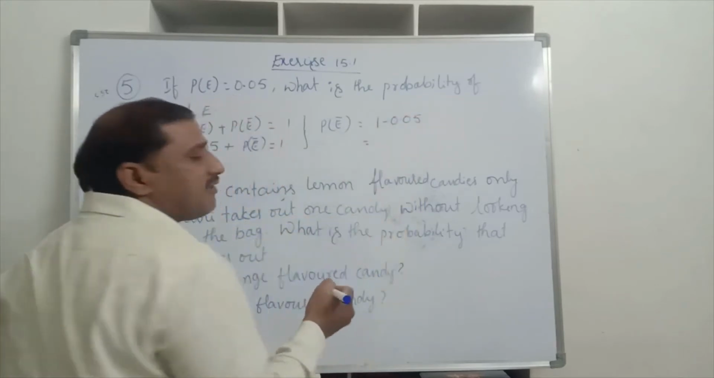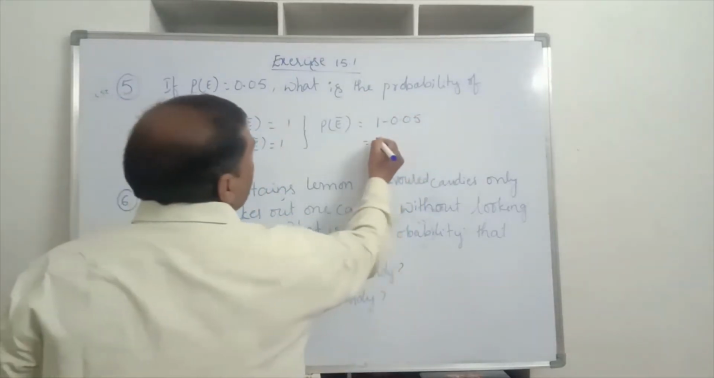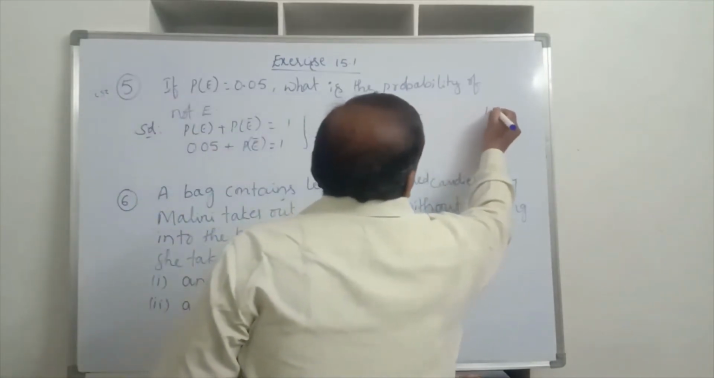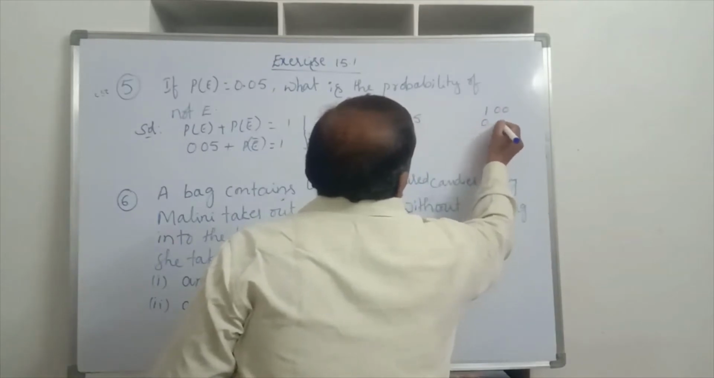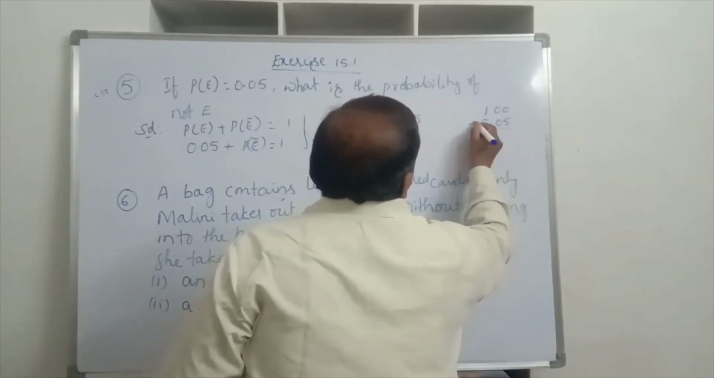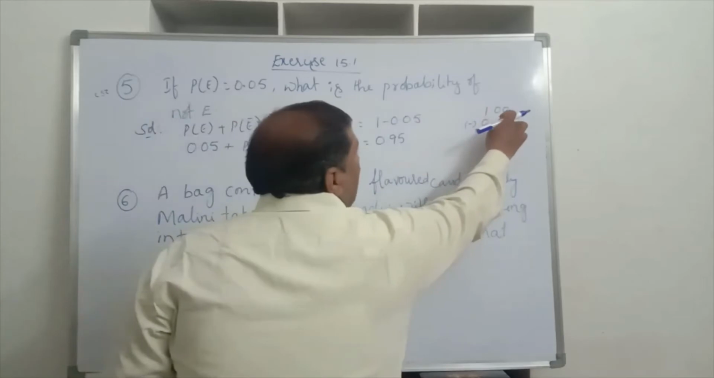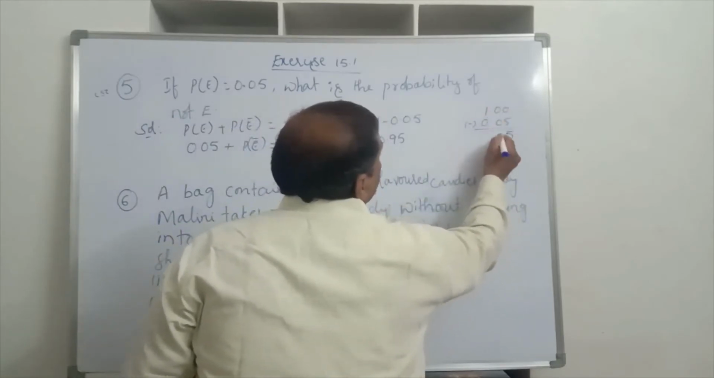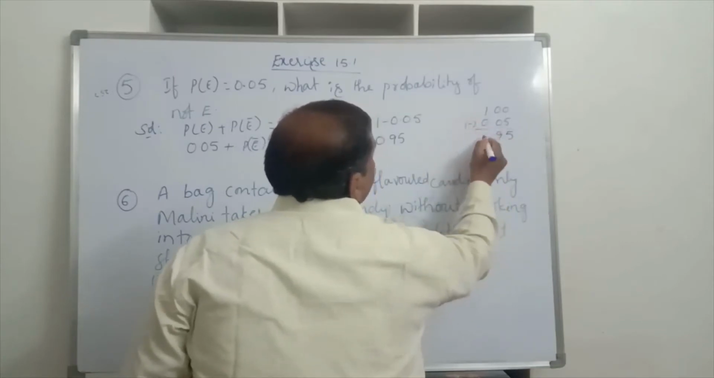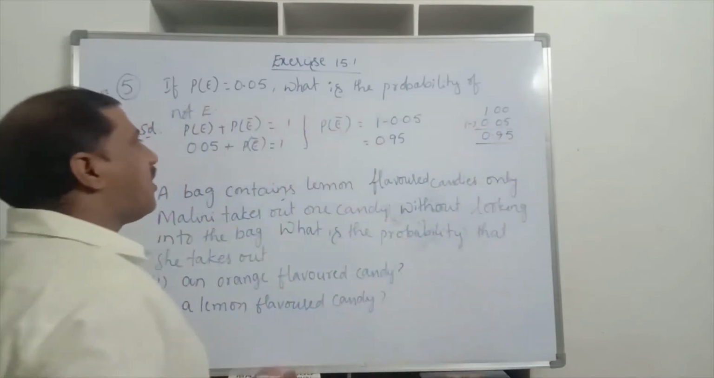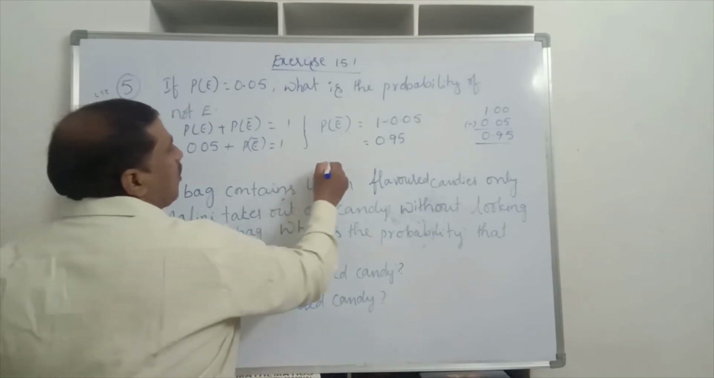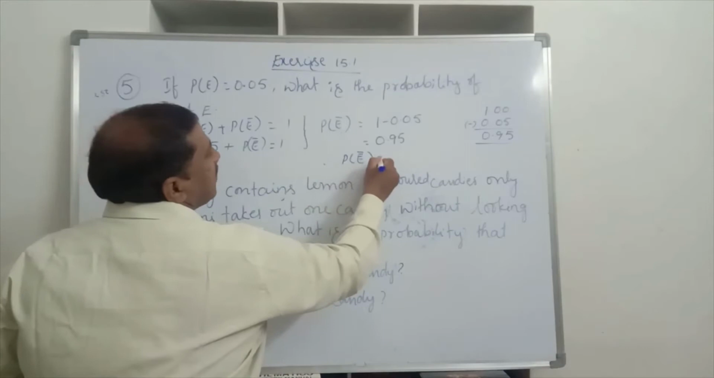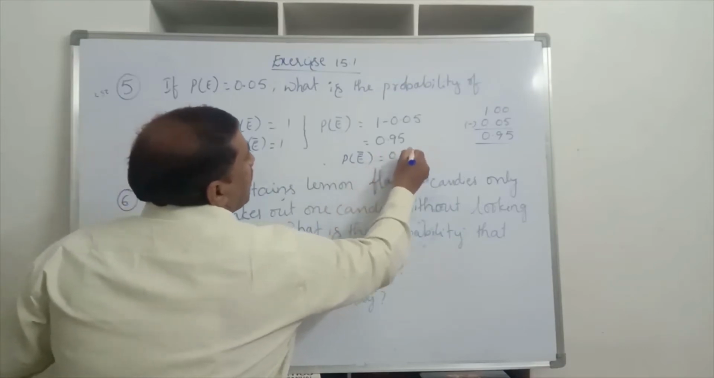How much do we get when we subtract 0.05 from 1? We get 0.95. That is, 1 means 1.00, minus 0.05. While subtracting, we go for borrowing. Then it will be 10, and 10 minus 5 is 5. Here it will be 9, and 9 minus 0 is 9. And here it is 0, and 0 minus 0 is 0. So 0.95. Therefore, P of not E is equal to 0.95.